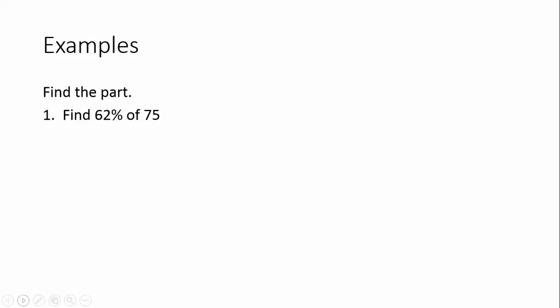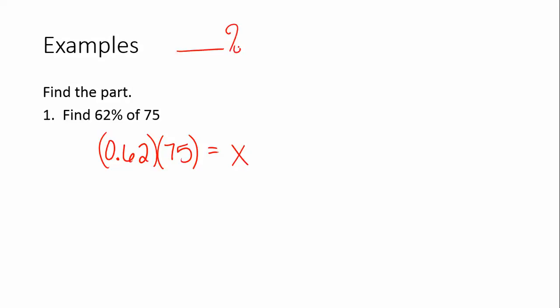So find 62% of 75. We're going to take the percent as a decimal, 0.62. We are going to multiply it times the whole, which is 75, and that will give us the part. And I should just write the equation: blank percent of blank is blank. Remember that this is multiplication and this is your equal sign. So now all we do is multiply the two numbers together. 0.62 times 75, that's 46.5 equals x.